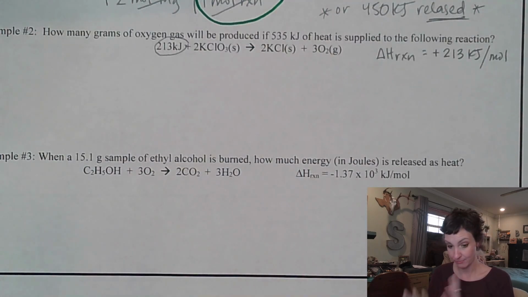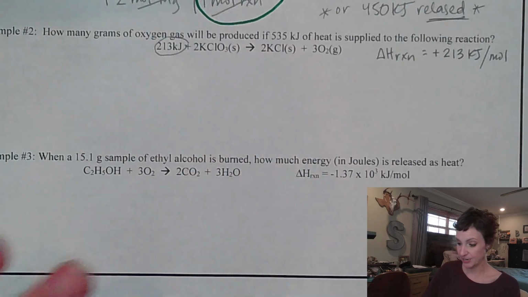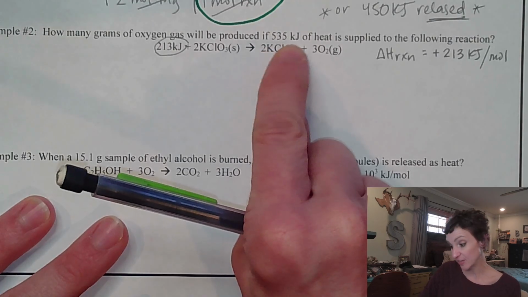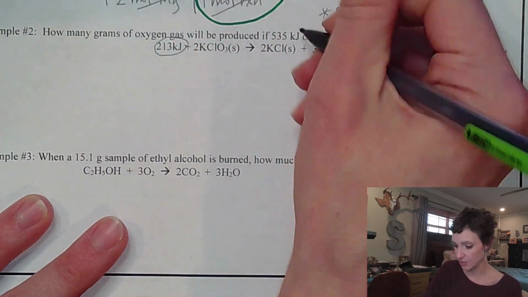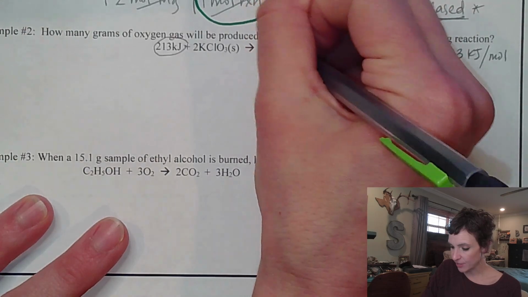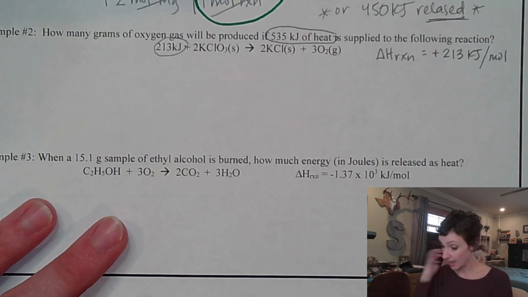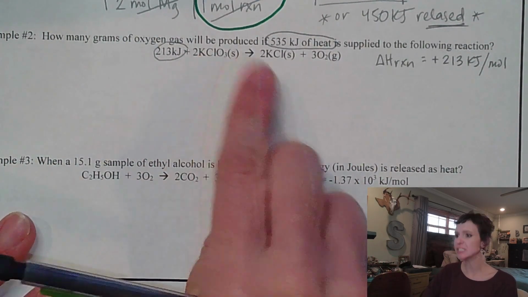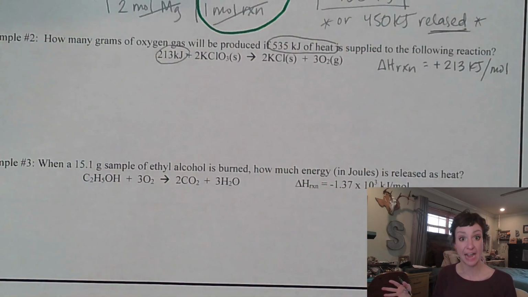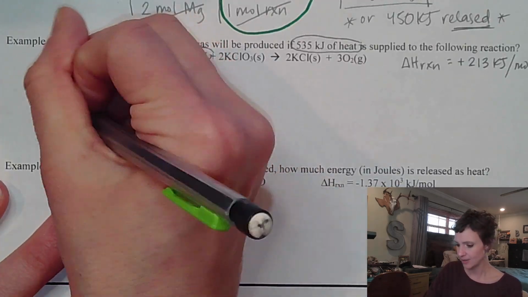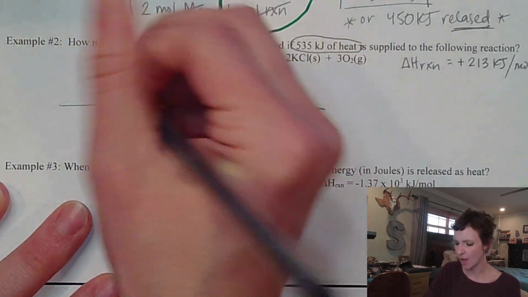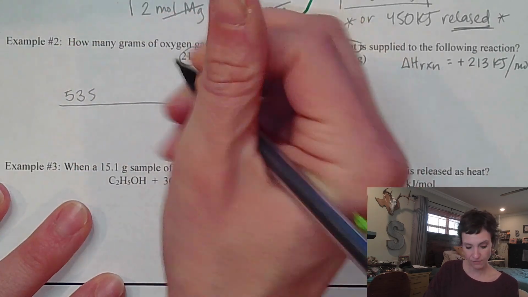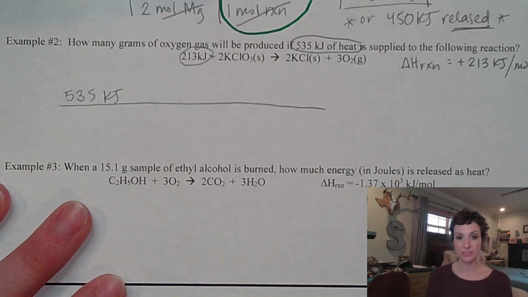Now let's get to the question. What am I starting with? What are we trying to get to? They said, how many grams of oxygen gas will be produced if 535 kilojoules of heat is supplied to the following reaction? Okay, cool. I have 535 kilojoules of heat. Great. Who? Just heat for the reaction. It's not anybody specific in the reaction. It's just for the reaction. You're like, oh my gosh. In fact, let's just go ahead and write that and see how this can maybe help me figure out what to do next. 535 kilojoules, right?